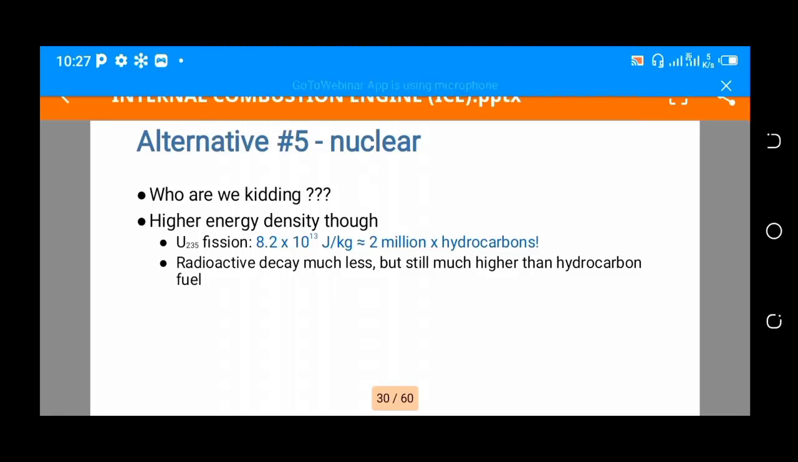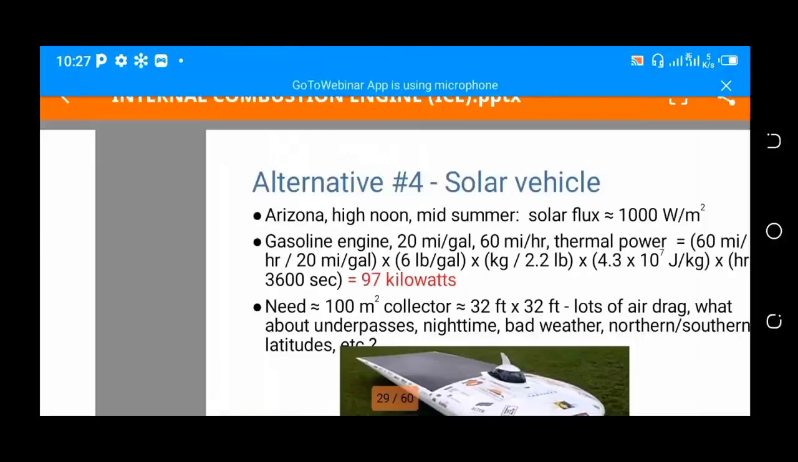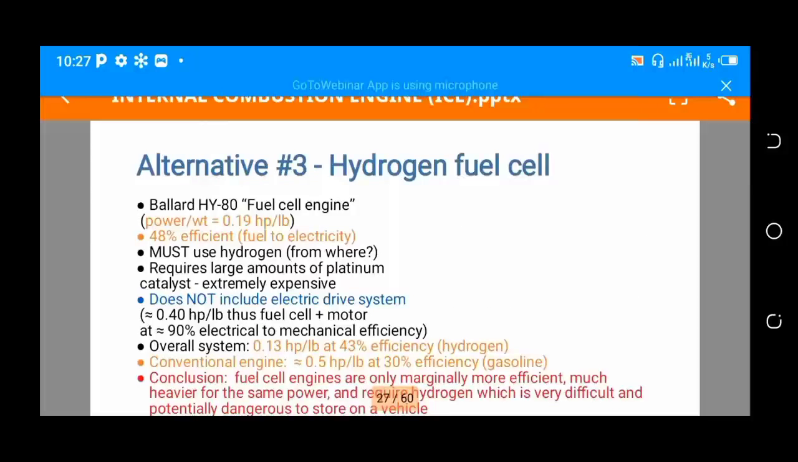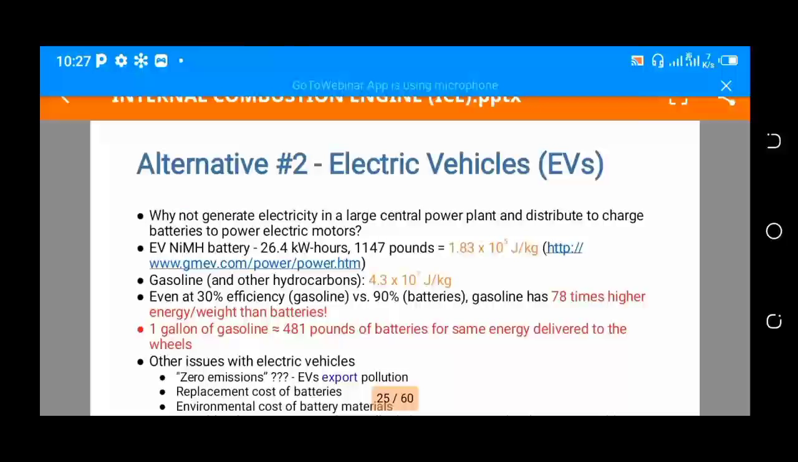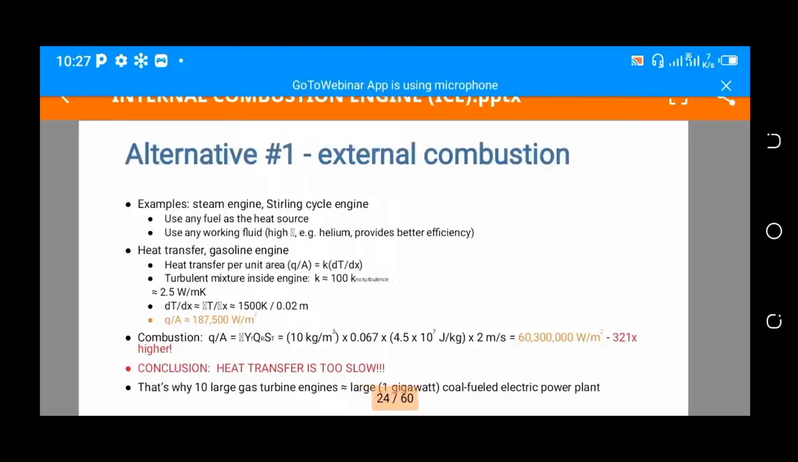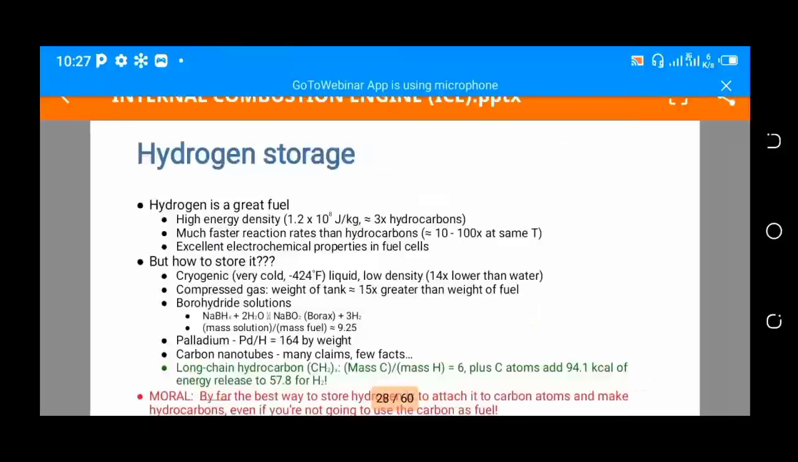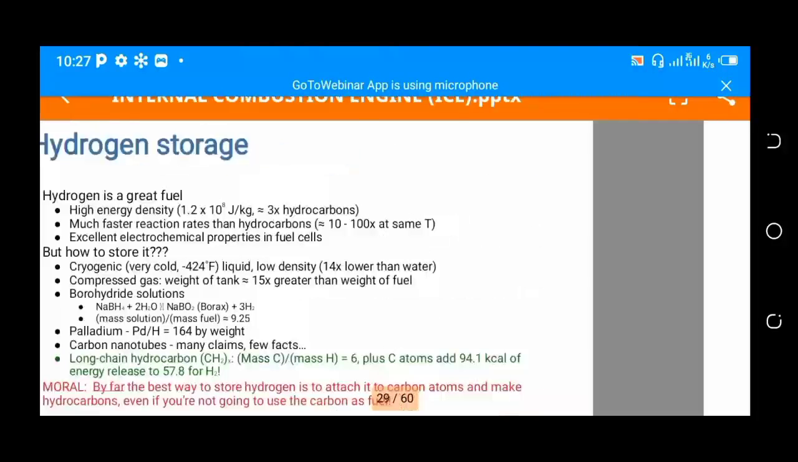But in as much as that is still very important, scientists around the world are still trying to look for alternatives, which I've highlighted there on the slide. You see nuclear, electrical, solar vehicles, hydrogen fuel cells, electric vehicles, and then you have what they call external combustion. Now these are some alternatives to that. But here we'll talk briefly on some.